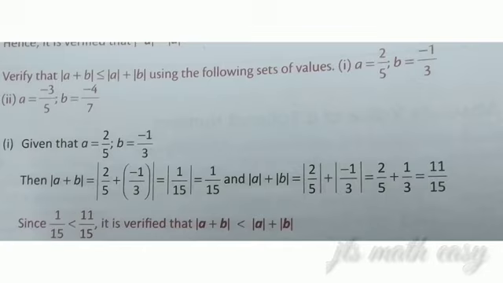So the numerator is 6 minus 5, which is 1, so 1 divided by 15. That is the answer. So modulus of 1 by 15 is nothing but 1 by 15. And now I move on to the RHS.